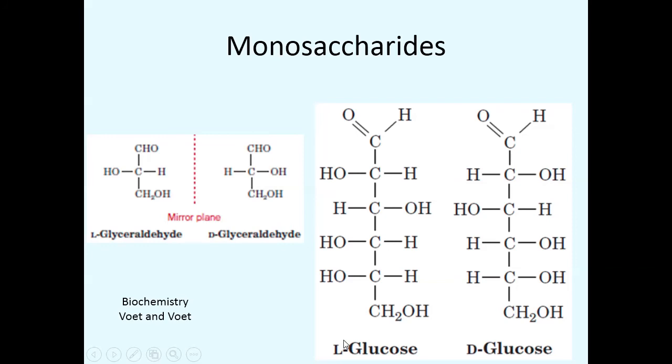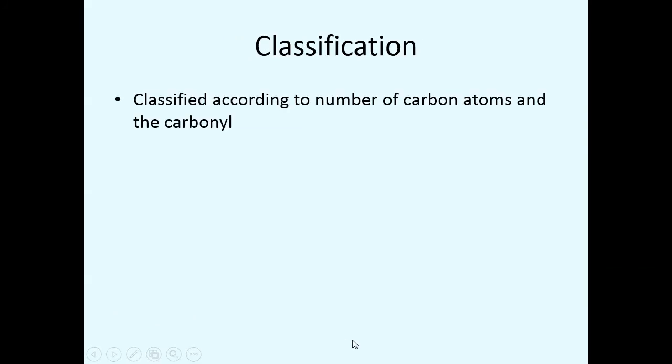Now we move to some concepts regarding classification of monosaccharides. Their classification is based on several factors. One important way is to classify them on the basis of the number of carbon atoms. For example, a monosaccharide with 3 carbons is called a triose. One with 4 carbons is called a tetrose, with 5 carbons a pentose and with 6 carbons a hexose.